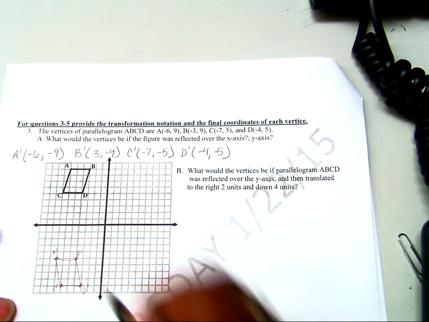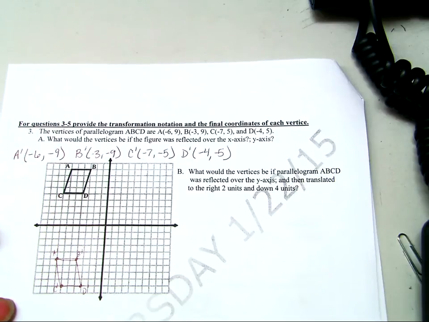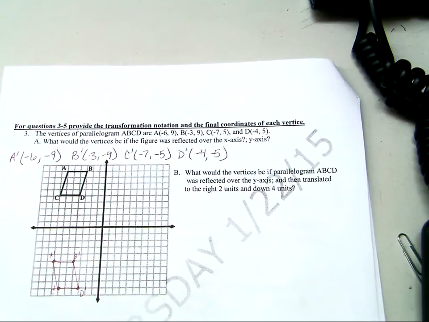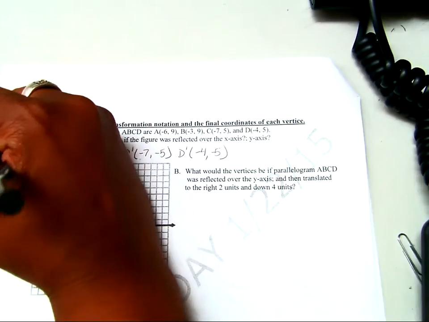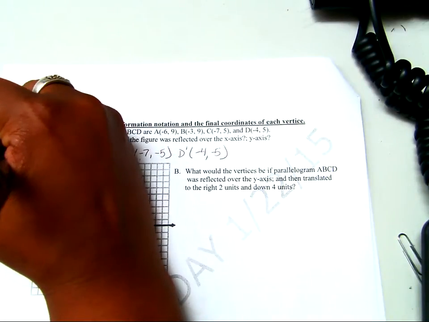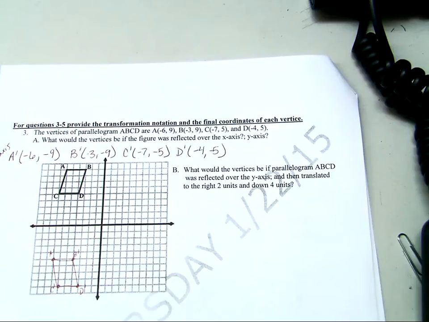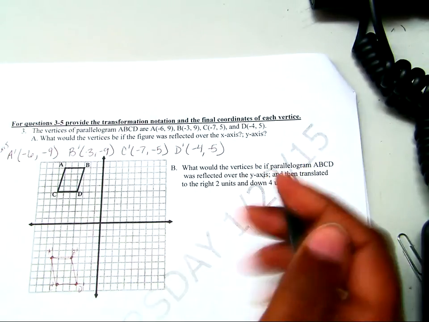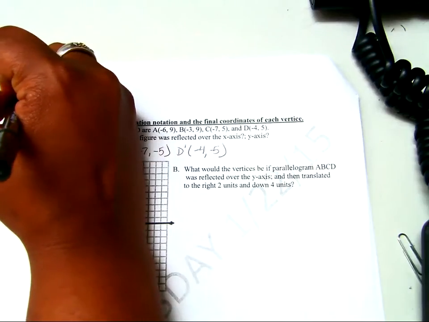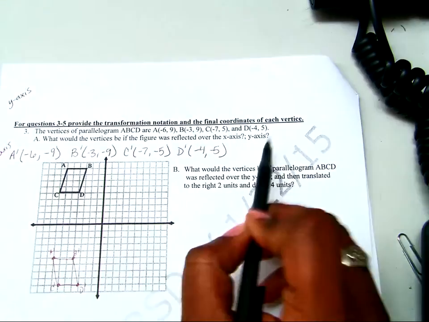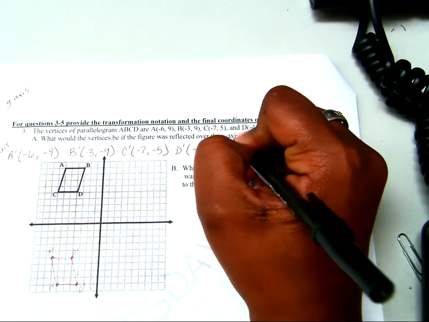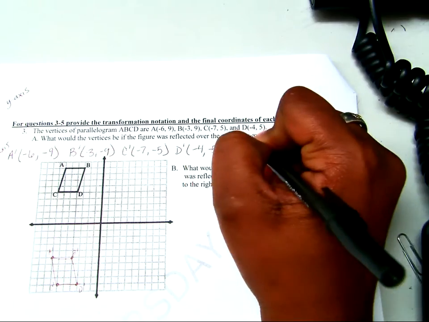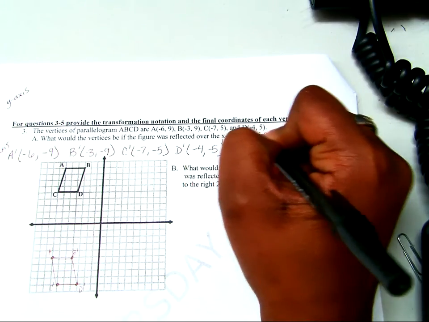And I labeled it A prime, B prime, C prime, D prime. Okay? They also want me to do it over the y-axis, so I'm just going to label this x-axis. I'm going to put my y-axis stuff up here. And for the y-axis, I multiply. This is y times negative 1. This one is x times negative 1. I'm just writing myself a little note.